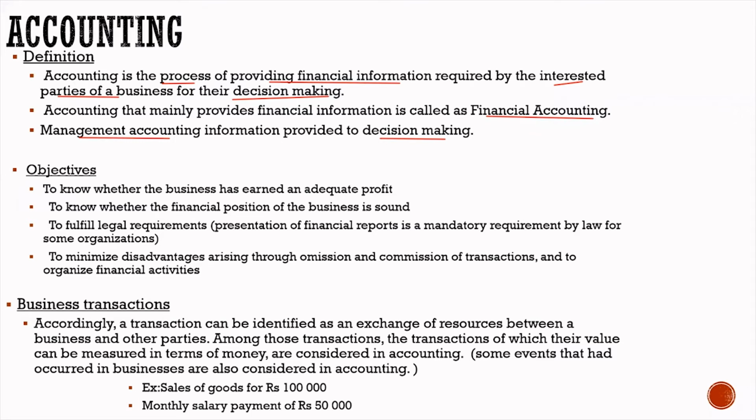And then also, to minimize the disadvantages of omissions and commissions of transactions, we always have to organize our financial activity. So in a nutshell, to know whether we are having sufficient profit, whether we have a sound financial position to fulfill the legal requirements, and to stop omissions and to organize financial activities, we will be performing accounting.